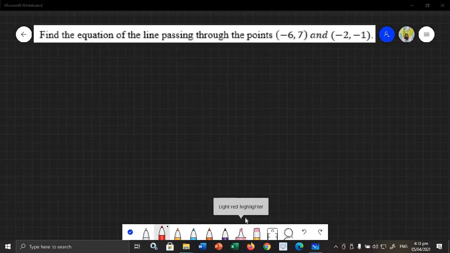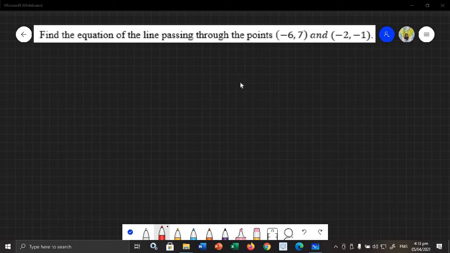This is our first example. So let's say we will be finding the equation of the line passing through the points. The first point is negative 6 and 7, and then the second point is negative 2 and negative 1. So first step is we need to assign values to the given ordered pair.